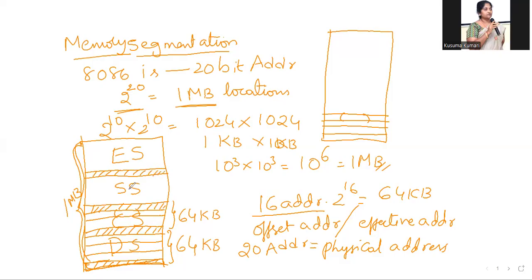So any memory location within a segment is identified by 16 address lines, called the offset address or effective address. The same memory location can be identified within the whole memory using 20 address lines, called the physical address. And the physical address is calculated as segment base into 10 plus offset address. Now I will explain clearly.